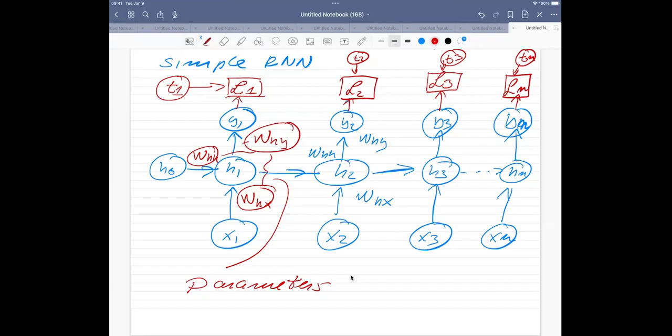So the quantities which we have ringed in, these different W's, these are the parameters which we need to train. So we have a W_HH, and this just continues. So these are the parameters to be trained.